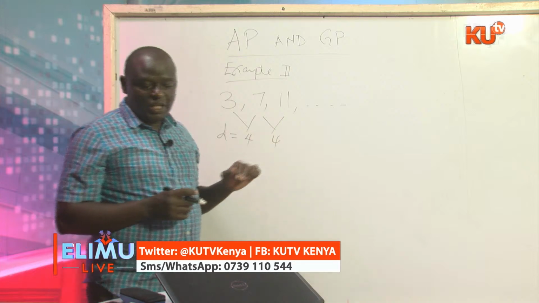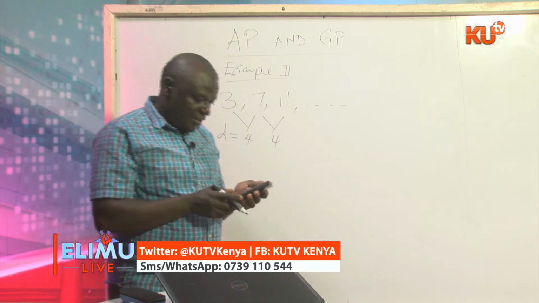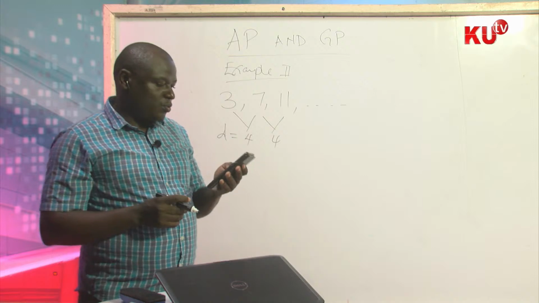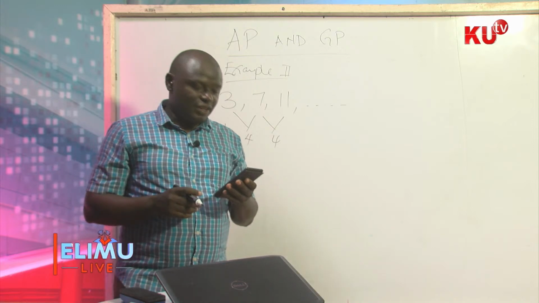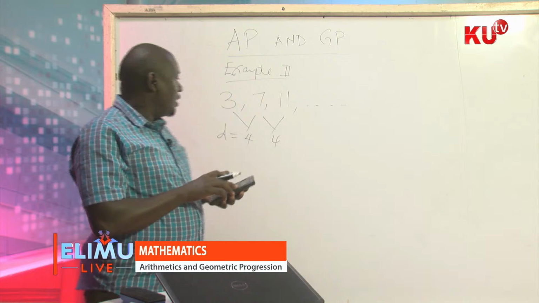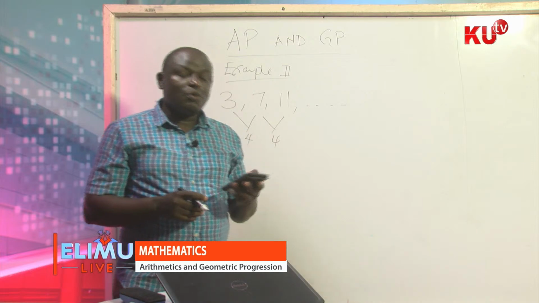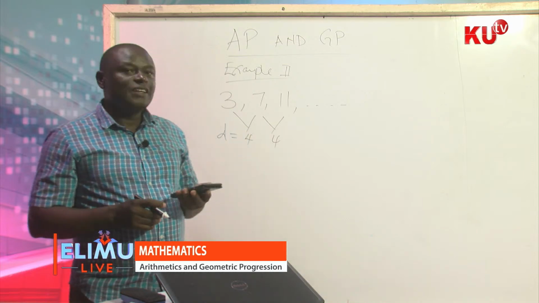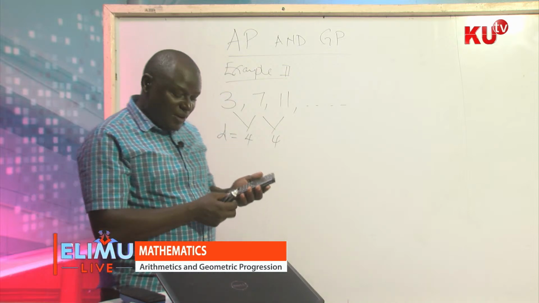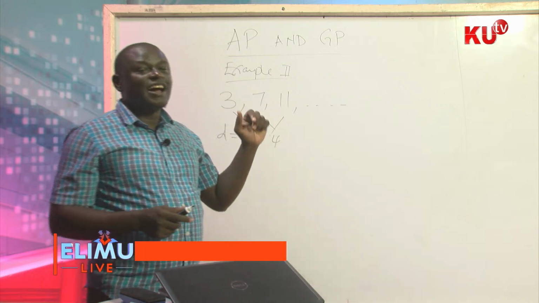Suppose we tried to get ratios. It will be 7 divided by 3, which is 7 over 3, or 2.333. I want to see whether it's the same. 11 divided by 7 is 1.57. So in that case, that is not a common ratio. So automatically, our problem is an AP.